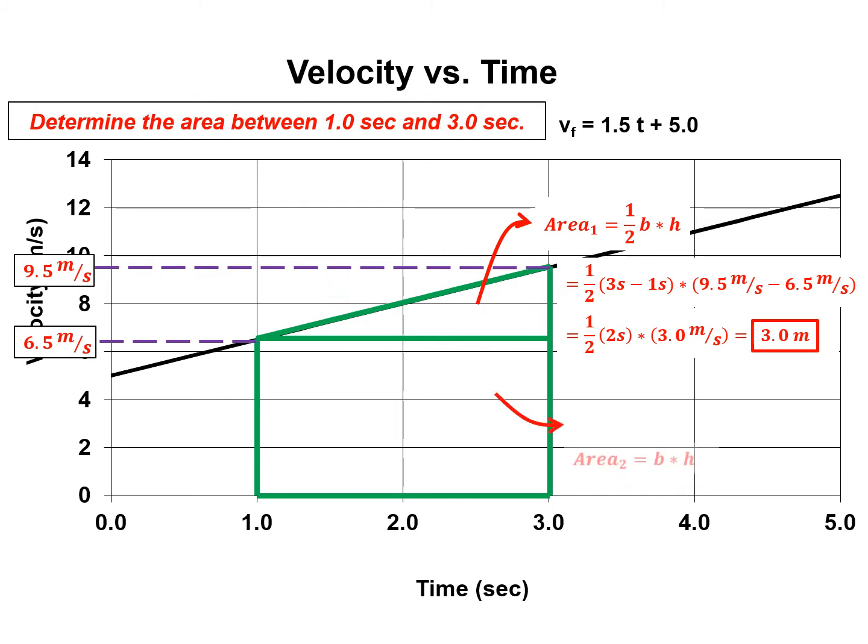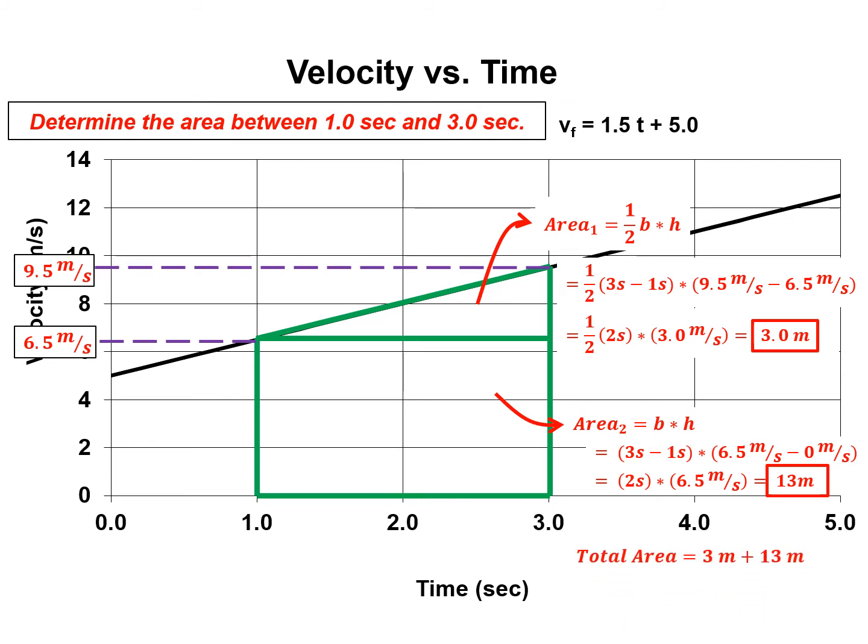Now the rectangle at the bottom is just base times height. Well, again, the base is 3 minus 1, and the height goes from 0 to 6.5. So 2 times 6.5, and that gives us a total of 13 meters. Now if we take those and add them together, we get 3 plus 13, and that gives us a total of 16 meters. Now what does this describe?